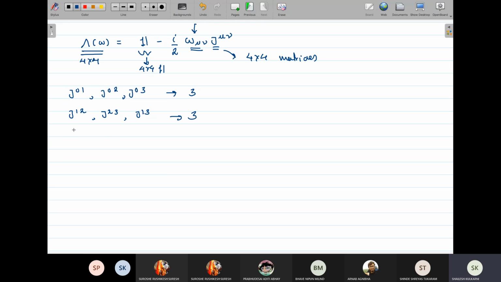And the rest of the things will be J21, but that is minus of J12, so that is not an independent matrix. J23 is minus of J32, that is not independent. And J31 will be minus of J13, so that is also not independent. So the number of independent matrices will be 1, 2, 3, 4, 5, 6. So 6 independent matrices will be there.